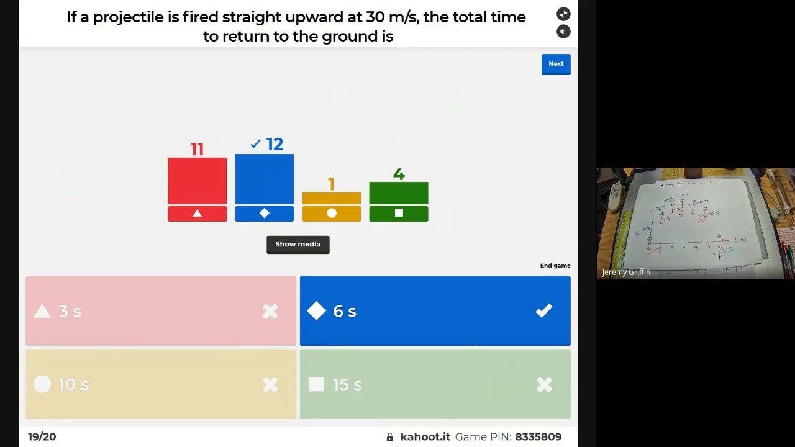Now, what if you wanted a more formulaic approach? You could draw it out, but that'd probably take a long time. I can tell you two ways to get to the answer. One way is based on symmetry. If you throw it up at 30 meters per second, how fast are you catching it?